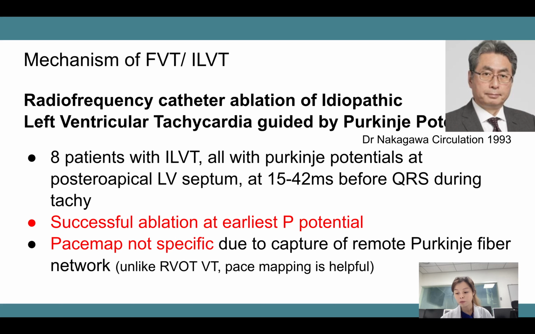This was a very important finding, as it suggested that this tachycardia can be readily mapped and treated by catheter ablation. He also noted that pace mapping was not useful in fascicular VT because pace mapping could capture the surrounding Purkinje fibers, so the morphology would not be accurate by pace mapping.